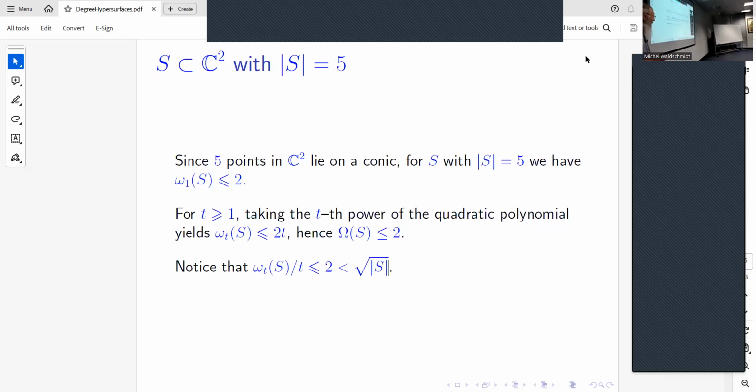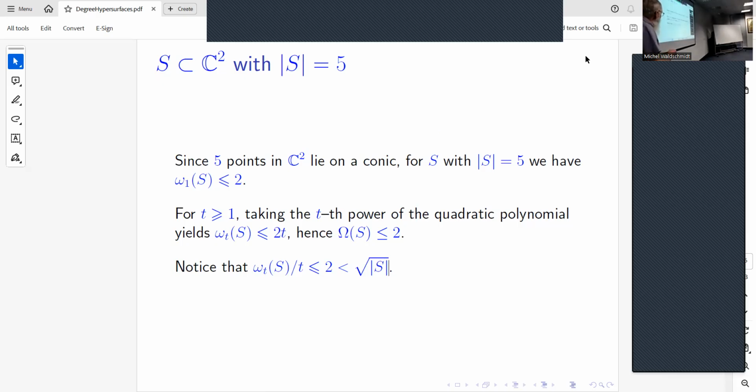We have seen the answer when we have 5 points. 5 points lie on a conic, and so omega 1 of S is 2. It's always less than 2 if you have 5 points. If you are on a line, it's 1, but in general, it's always less than 2.